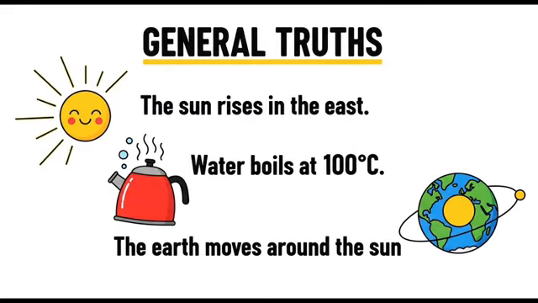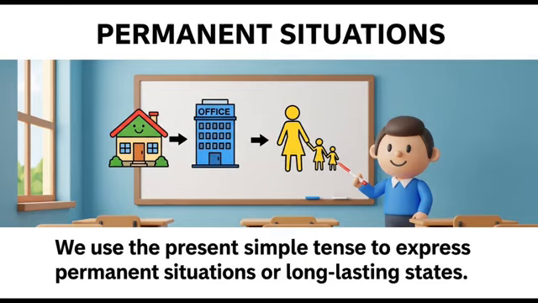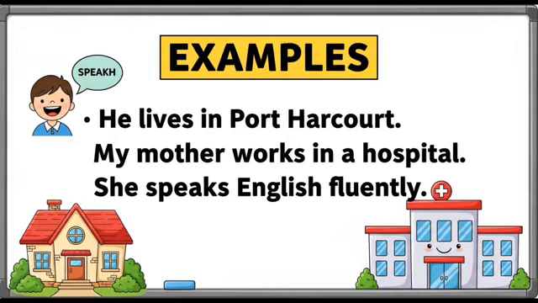General truths. We use it for facts that are always true. The sun rises in the east. Water boils at 100 degrees Celsius. The earth moves around the sun. Permanent situations. We use it for long-lasting situations. He lives in Port Harcourt. My mother works in a hospital. She speaks English fluently.